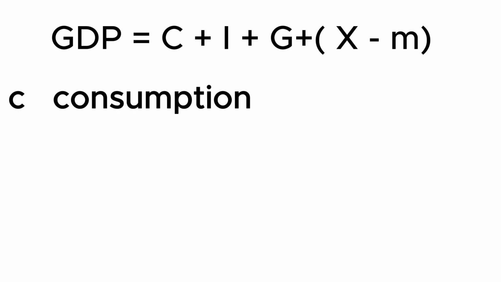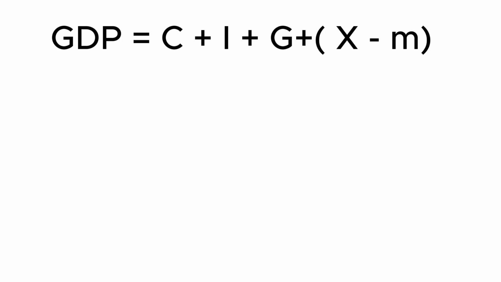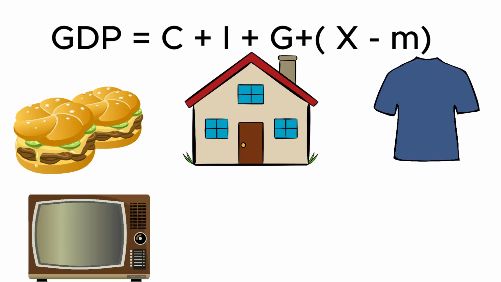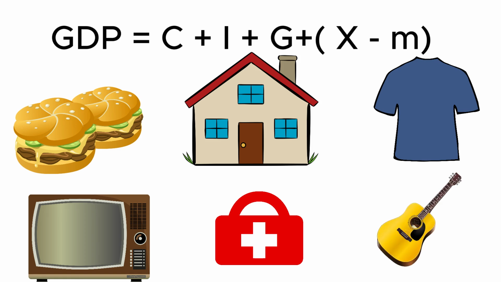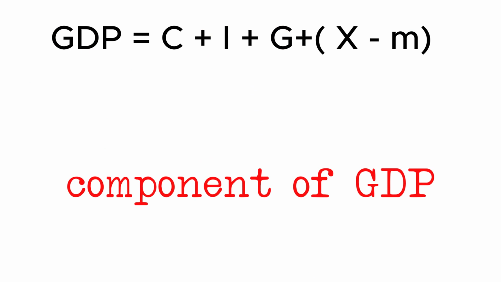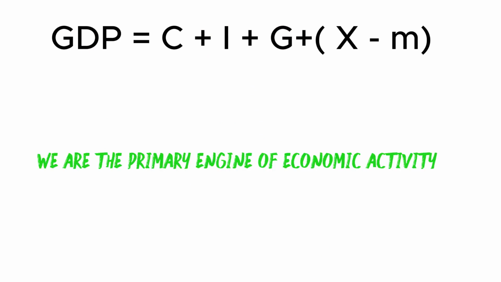C stands for consumption. This is spending by all of us, the general public. It includes everything we buy for our daily lives: food, housing, clothes, electronics, healthcare, and entertainment. This is by far the largest component of GDP in most economies. We are the primary engine of economic activity.